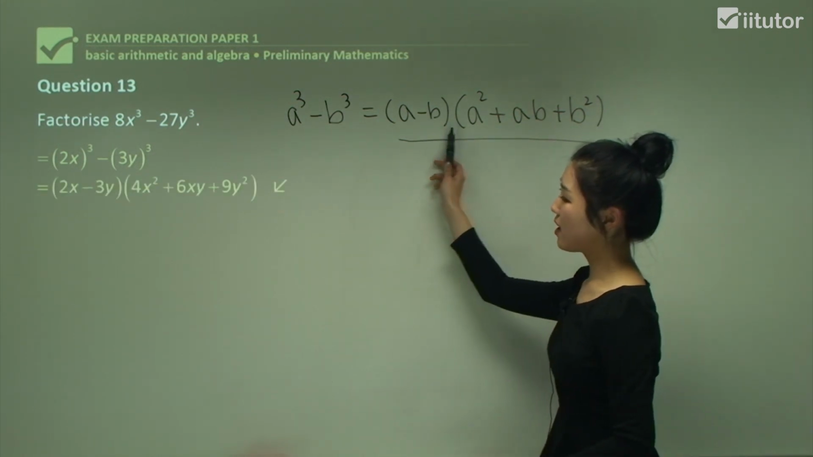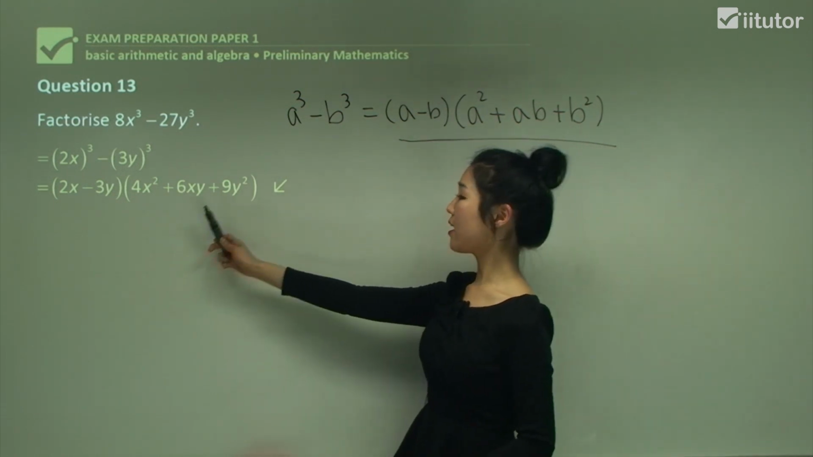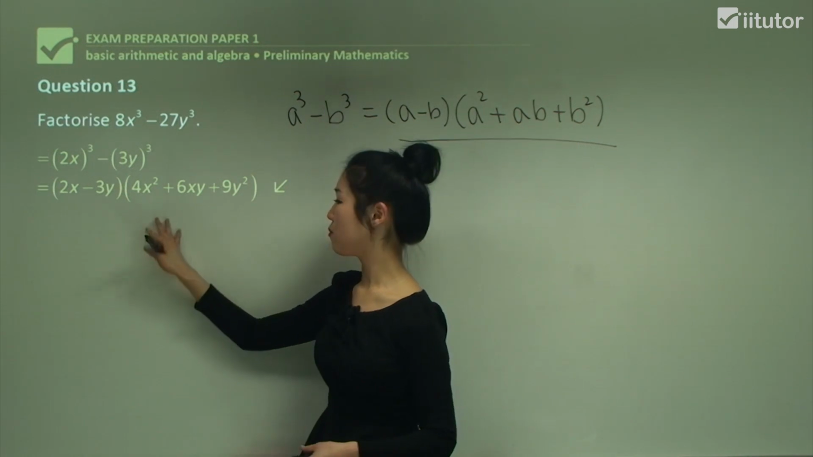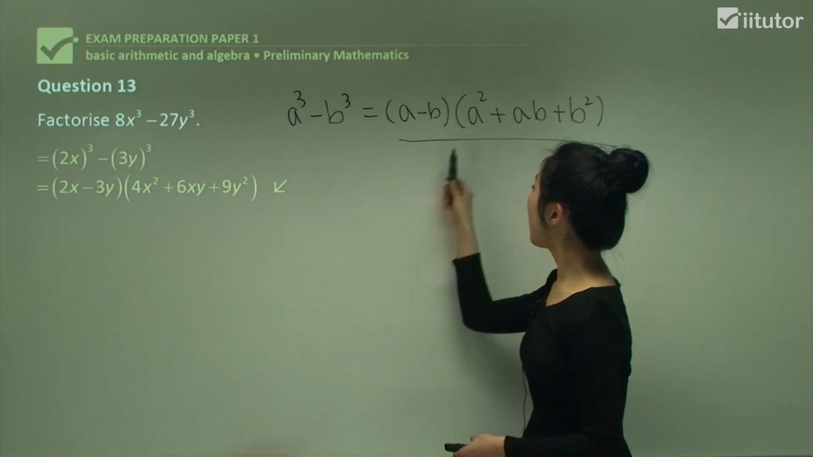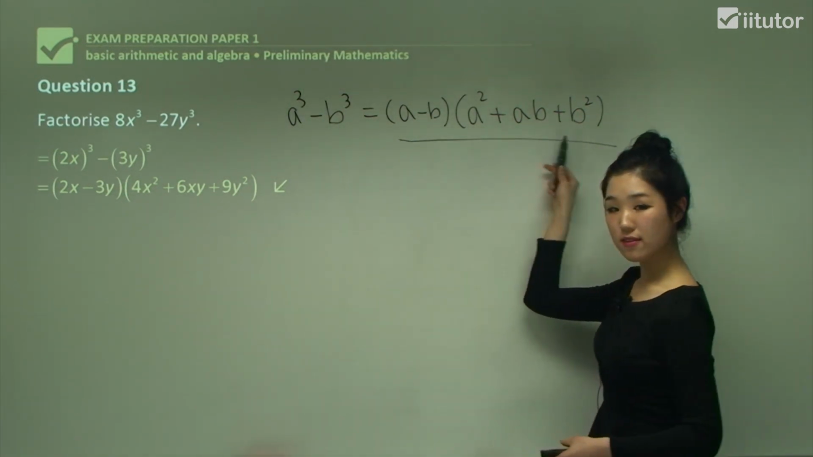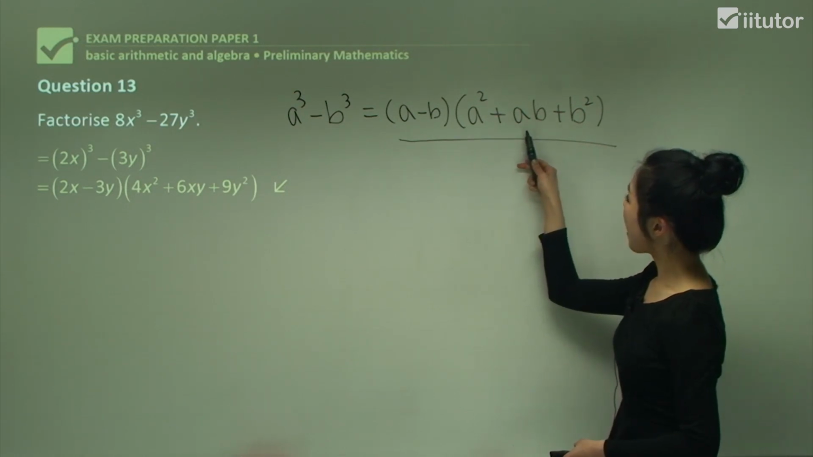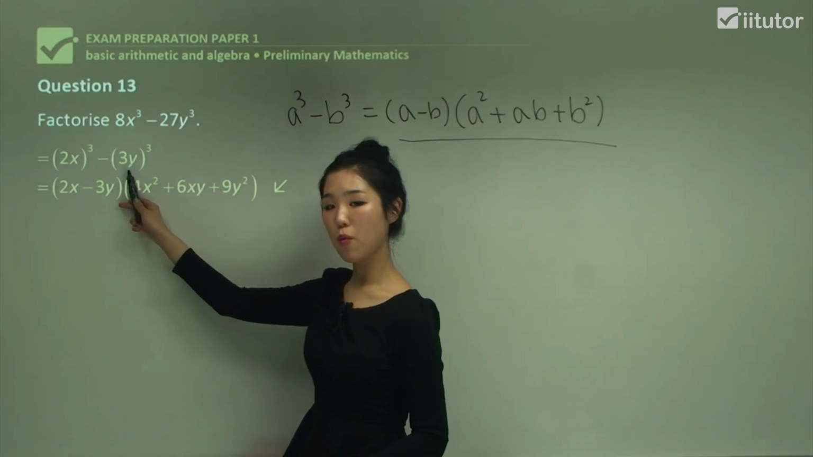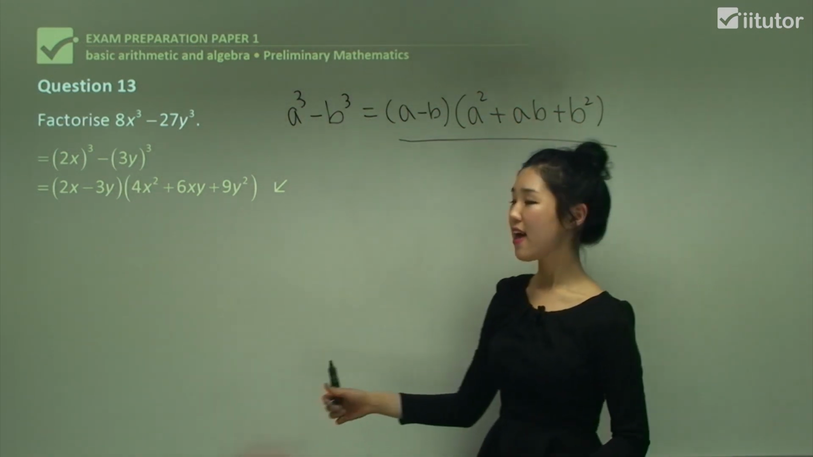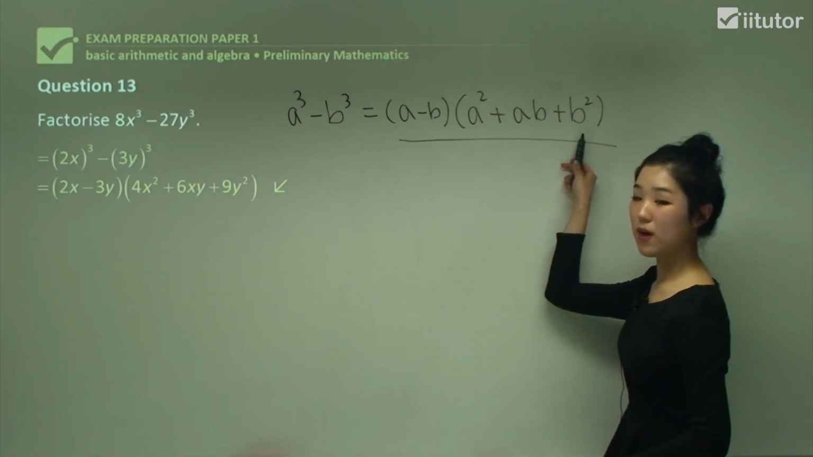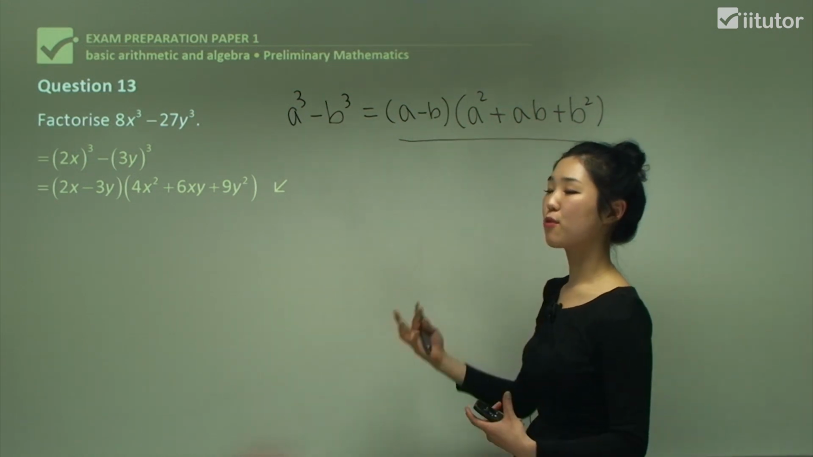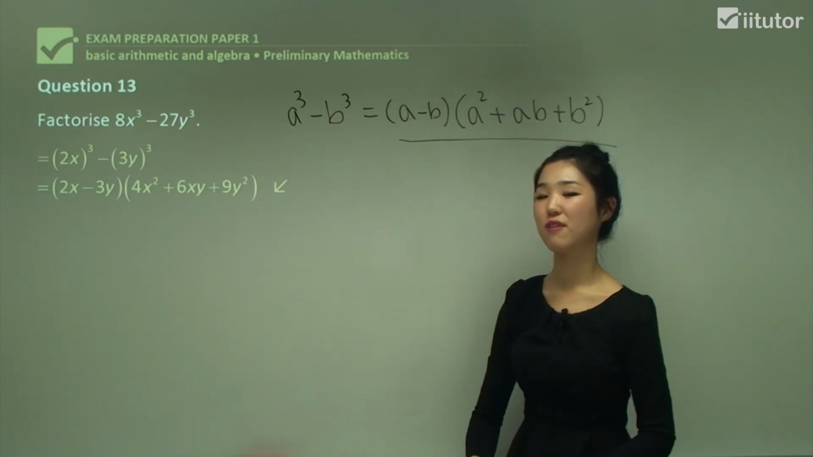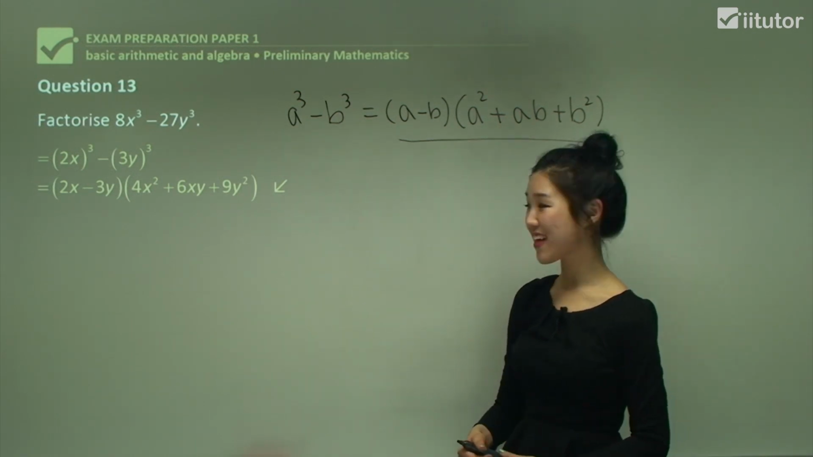So a minus b will be 2x minus 3y. A squared, which will be 2x squared, becomes 4x squared. And it's going to be all positive signs inside here. So positive a times b. A times b will be 2x times 3y, which is 6xy. And finally, plus b squared. B is 3y, so 3y squared is 9y squared. And that's it, you can't simplify or factorize any further. Okay, so that's the answer.